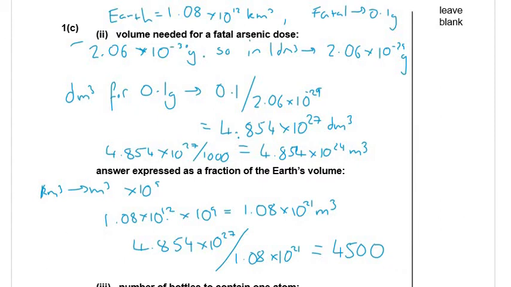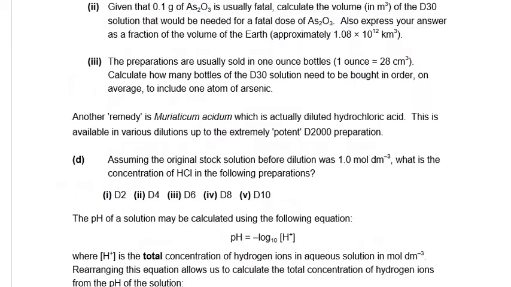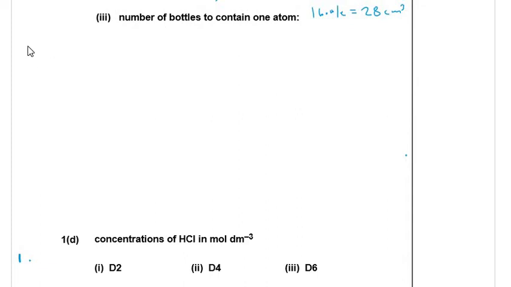Let's see what they'd like to do in part 3. So in part 3, we're asked to work out how many bottles of the solution would need to be bought in order, on average, to include 1 atom of arsenic. So we're going to be using some moles here and some volume calculations as well. Okay then, so let's start off by finding out how many moles would be present in 1 decimeter cubed.